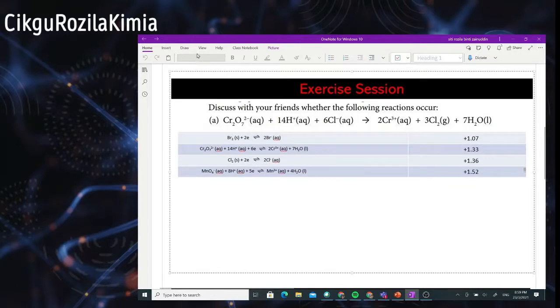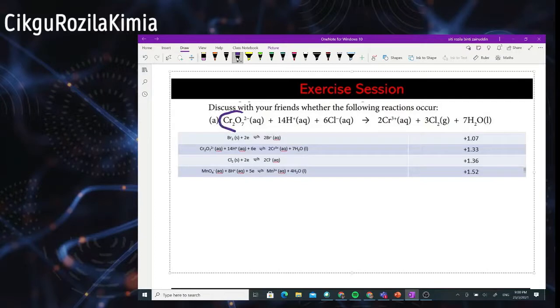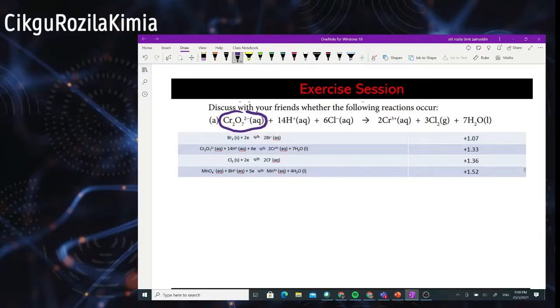This question is between dichromate ion reacting with hydrogen ion from acid and chloride ion. We have to identify whether these substances react to produce chromium ion, chlorine molecules, and 7 moles of water. If we look at the standard electrode potential series here, the dichromate ion's E0 value is +1.33, while the E0 value for chlorine is +1.36.